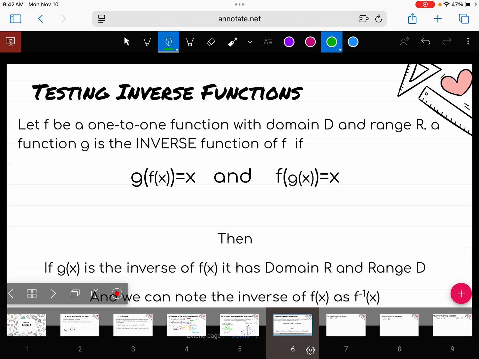All the stuff we're going to do with inverses you have done before in Algebra 2. We're going to be talking domain and range a little bit more in detail than we did in Algebra 2, but you have done inverses before.